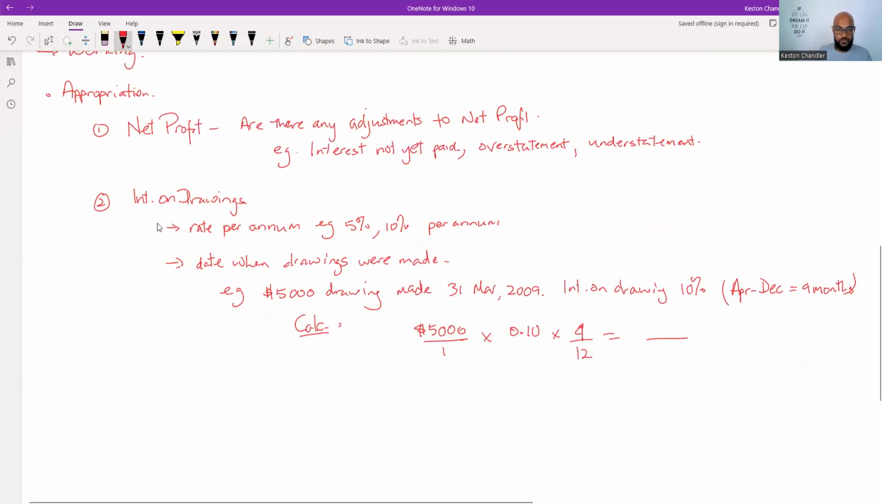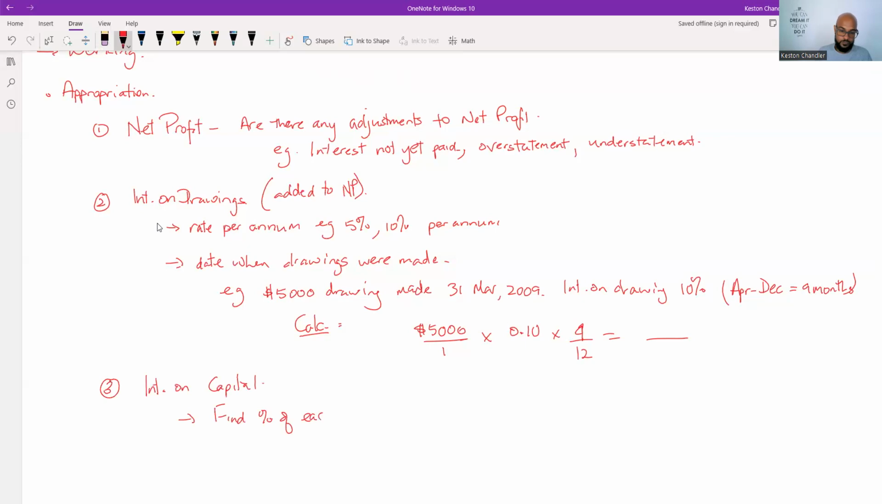Other than interest on drawings, and remember this is added to net profit, the other thing we need to think about is interest on capital. And this is straightforward. This is just the percentage. So as you do your working or you read your question, you're looking for information for these things.